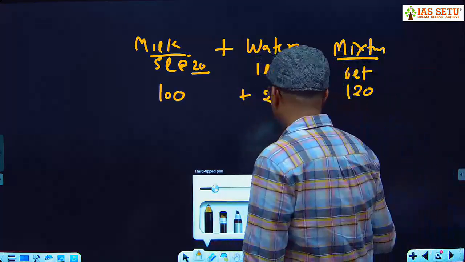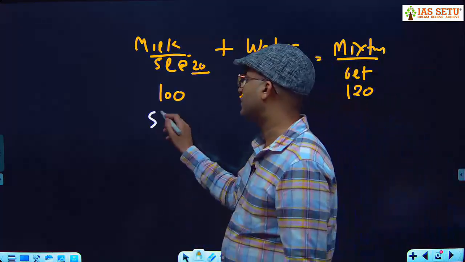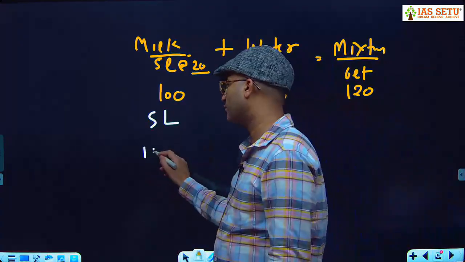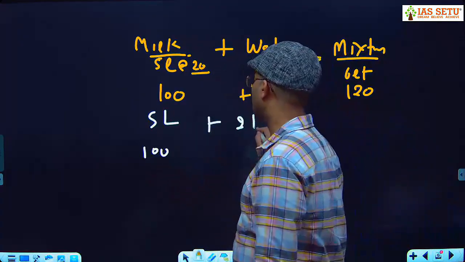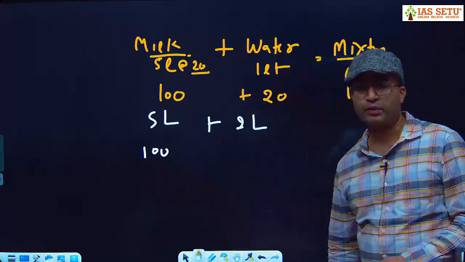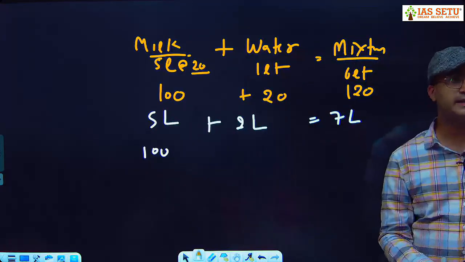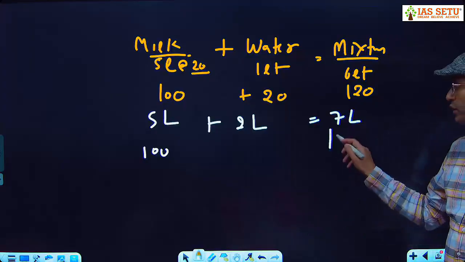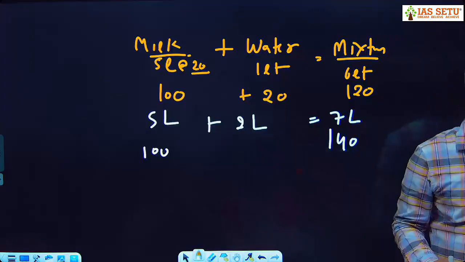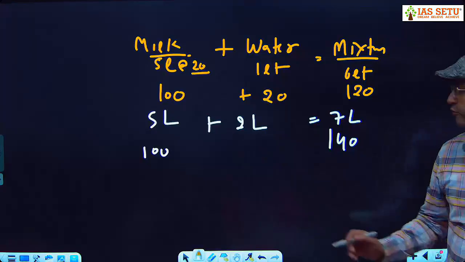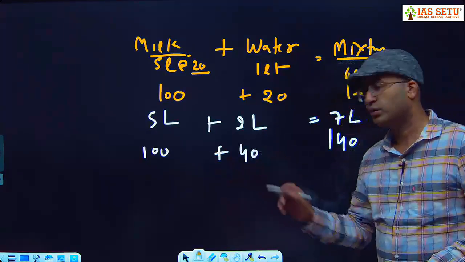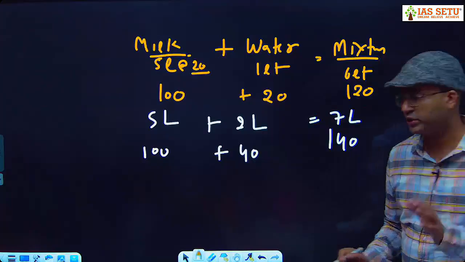Next time, to have more profit, what I have done, I have taken 5 liter milk of ₹100. I have added more water, 2 liter water. So what will happen? 7 liter. And each liter ₹20, so I get ₹140. My investment 100. So what is my profit here? ₹40. Now I got the formula to increase profit.